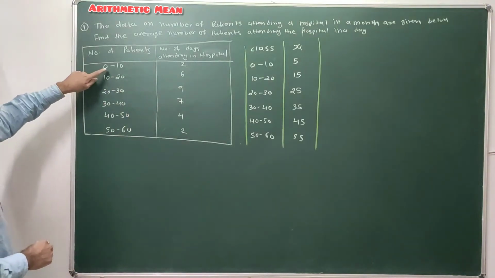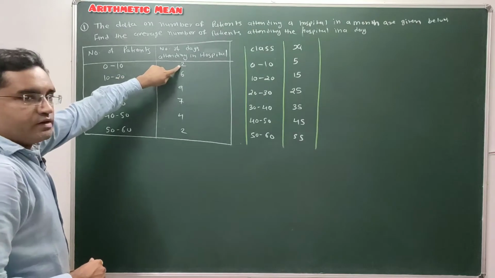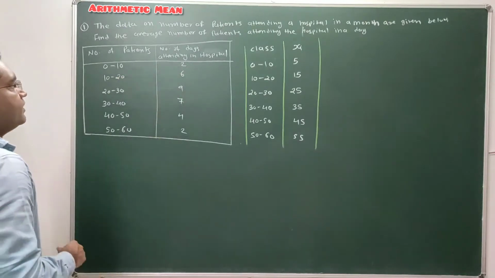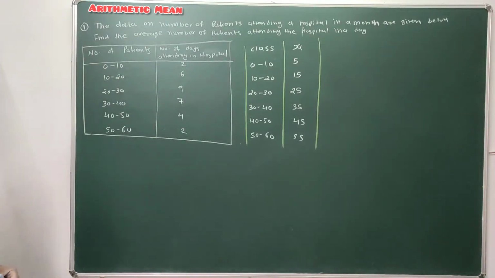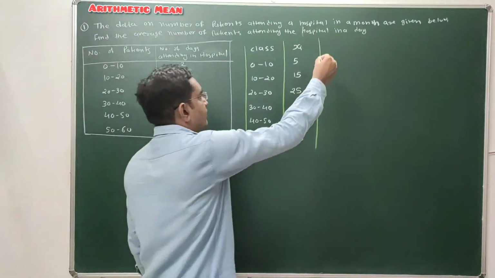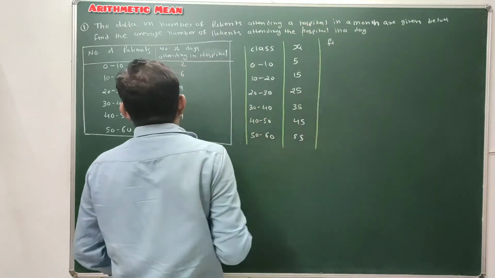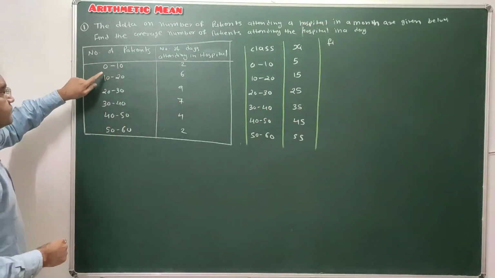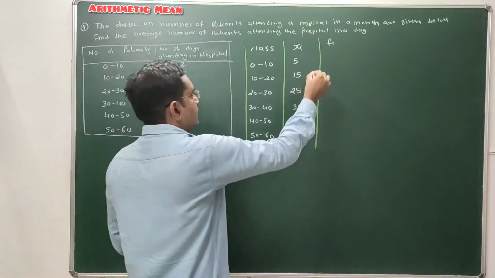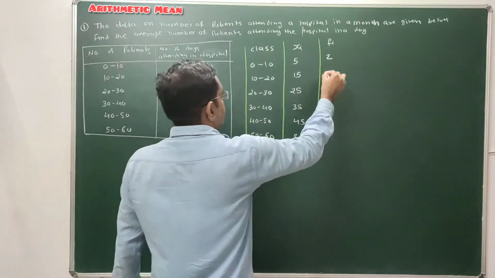Number of patients, that means 0 to 10 patients are there who attend the hospital 2 days in a month. Number of days attending the hospital, that is, they attend the hospital 2 times in the whole month. So that is the frequency of that patient. Frequency is fi. So for the 0 to 10 class, frequency is 2. Second class, frequency is 6.